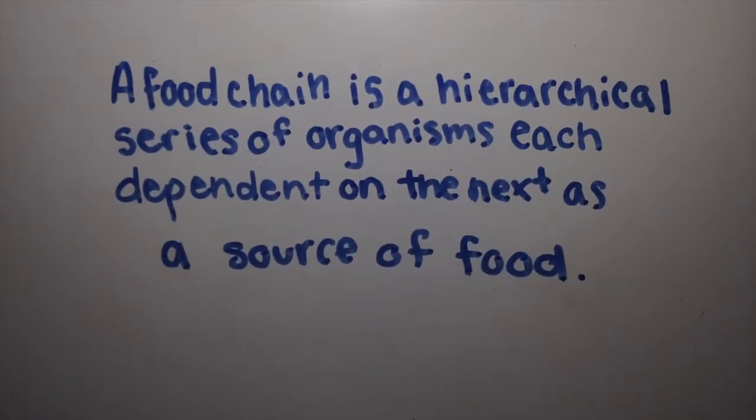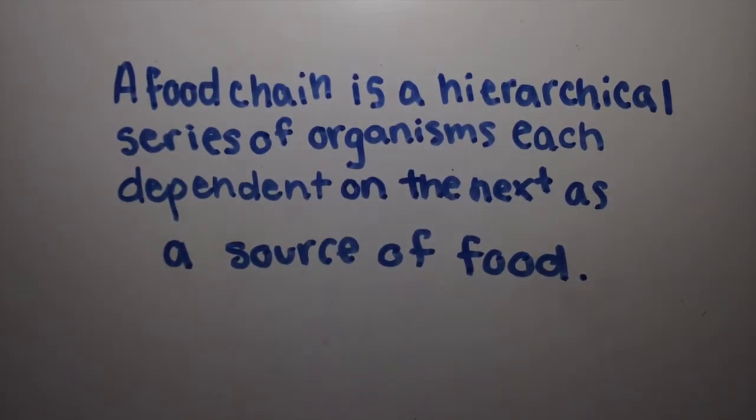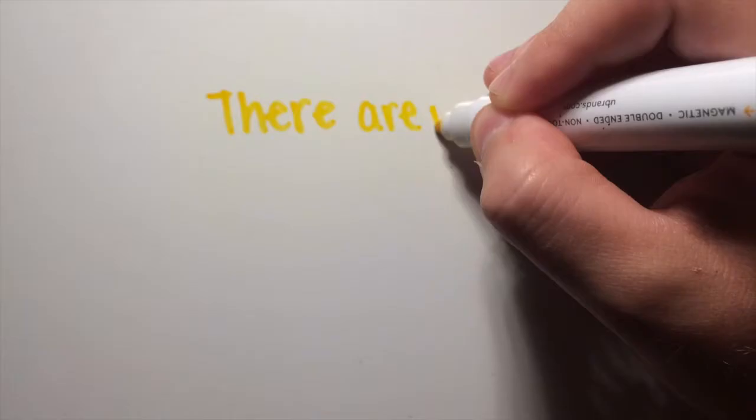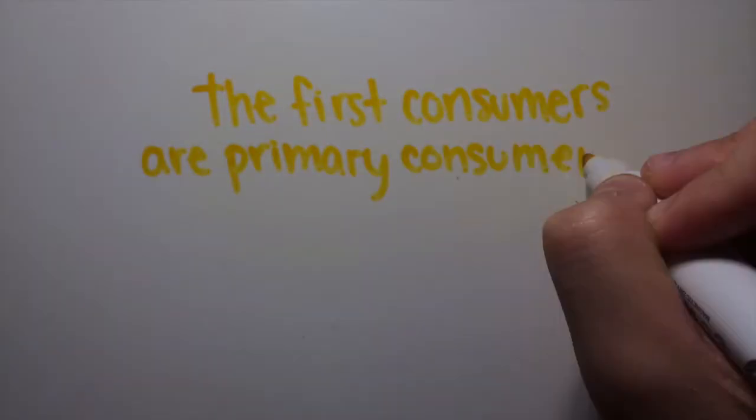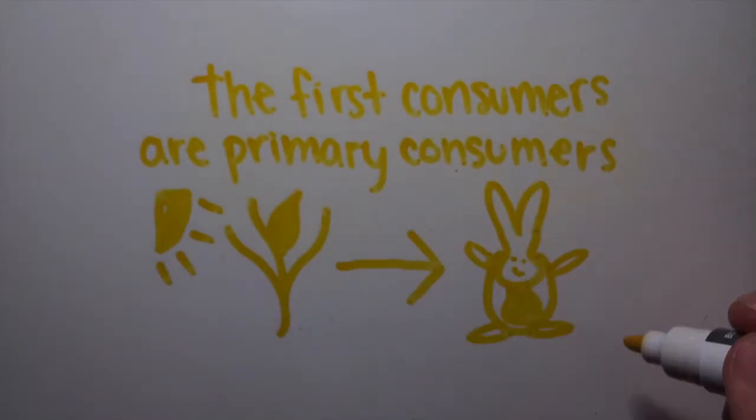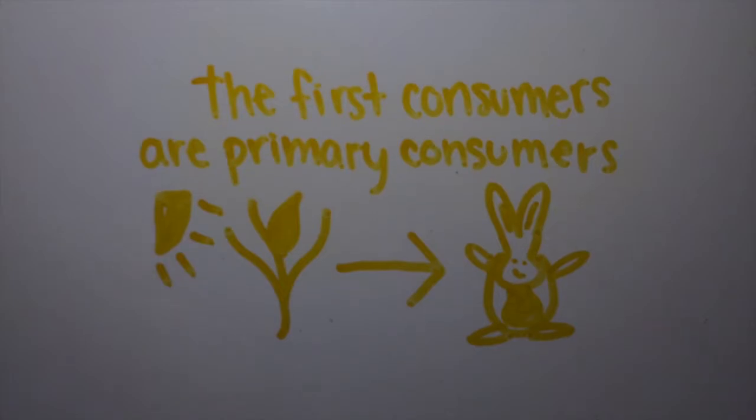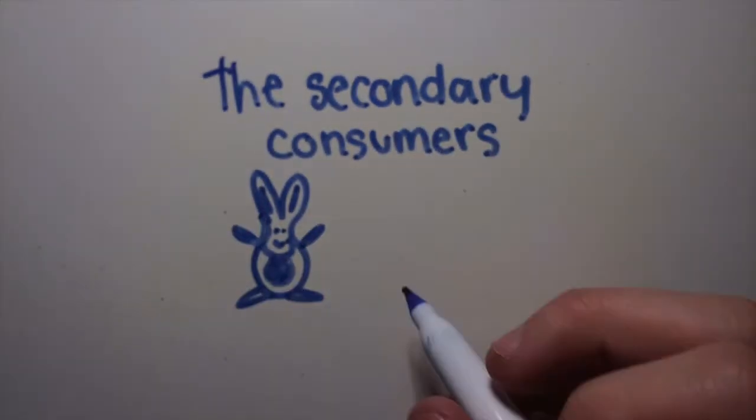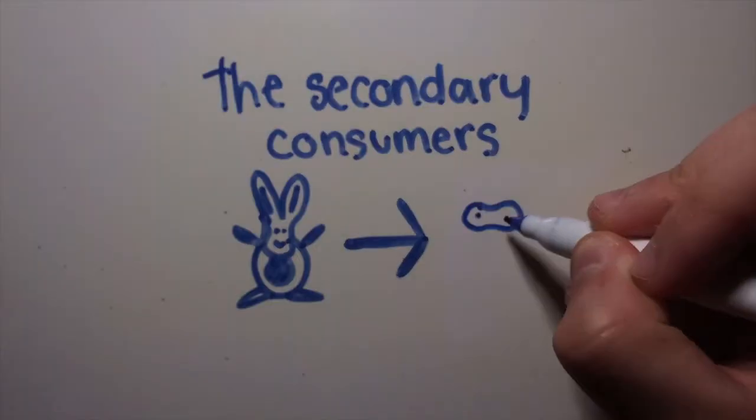This means that there are tiers or levels of organisms in a food web. The producers are at the bottom, as they are the most essential and provide food to consumers. There are more levels of consumers. The first consumers are called primary consumers, because they are the first organisms to receive the energy from the producers. That's why they're called primary, which means first. Then we have secondary consumers who eat the primary consumer or receive the energy secondhand.